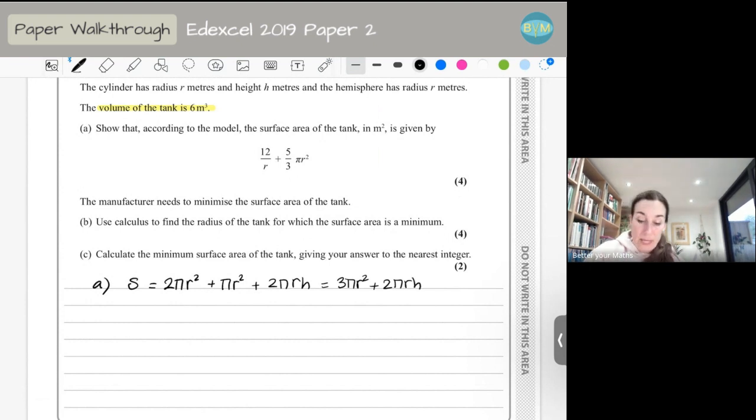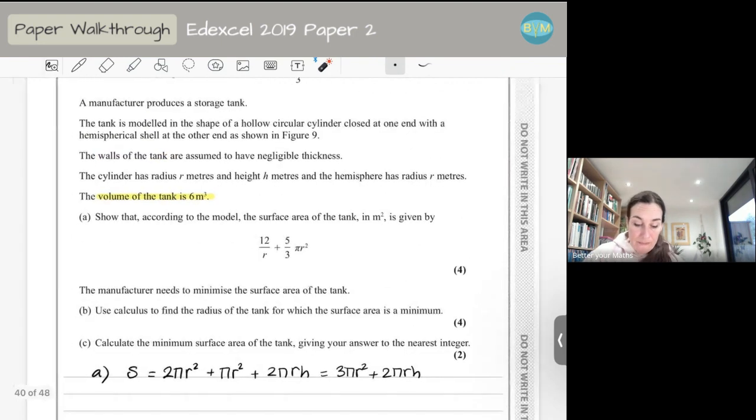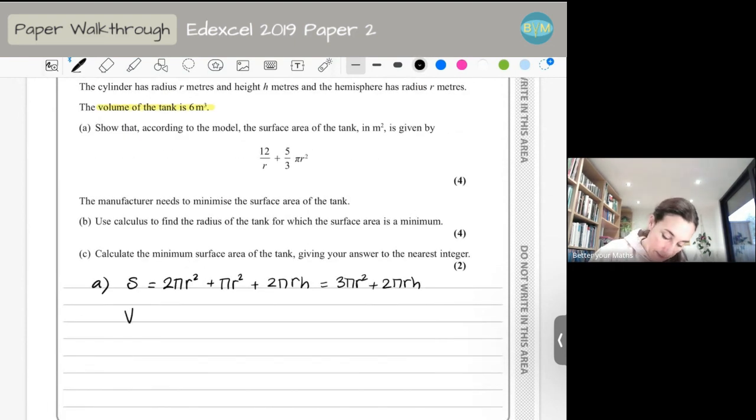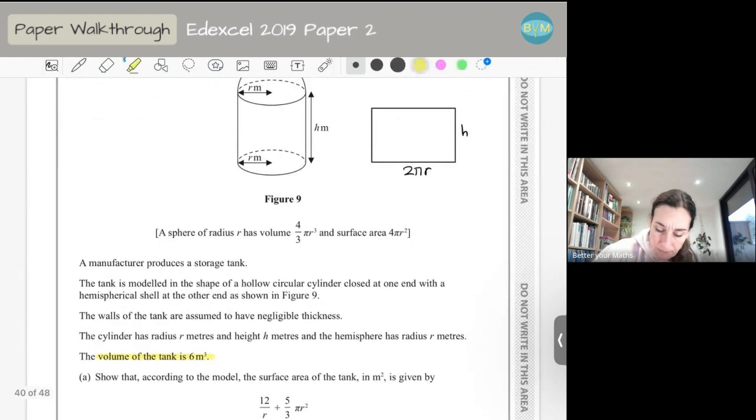That's the surface area. But I have the two parameters here. I have r and h, and I don't want h. Why? Because I'm going to differentiate. How do I eliminate h? Using this information. So the volume of the tank is 6 meters cubed. So the volume, which is 6, is going to be the volume of the cylinder. So the area of the bottom, so pi r squared, times the height. That's the volume of this cylinder part.